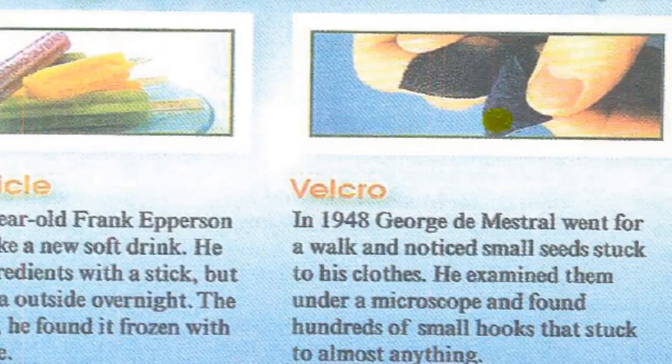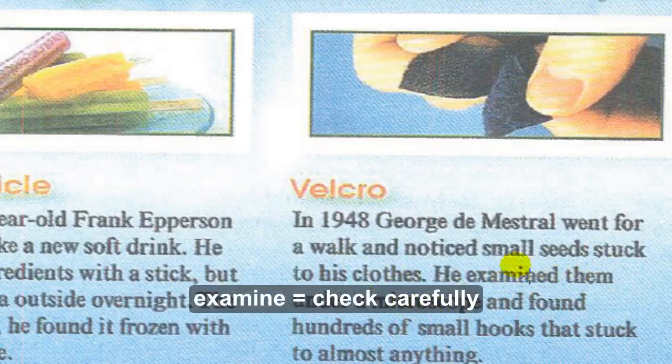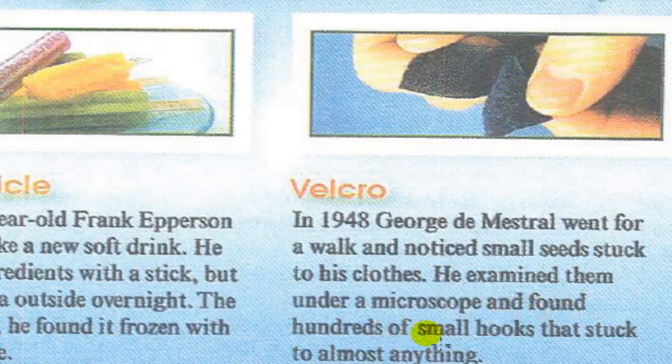Velcro. What's Velcro? What do you see here? Clothes. And someone is catching something. In 1948, Georges de Mestral, this is a French name, went for a walk and noticed small seeds stuck to his clothes. He examined them under a microscope and found hundreds of small hooks that stuck to almost anything. So there are a lot of things that stick to clothes or anything. So he made the Velcro.